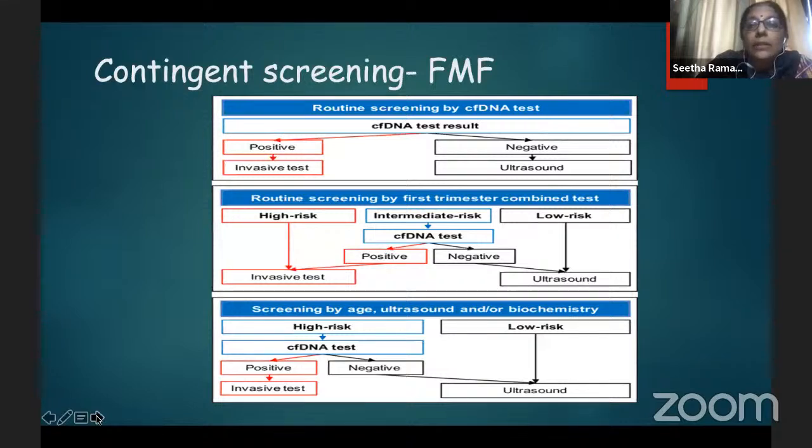So again, this is the FMF protocol where they have looked at a contingent screening, which Pooja has said earlier, that if it's low risk, you don't do anything. There is an intermediate risk, depending on where your cutoffs are. If it is positive, you would do an invasive test, or you do a cell-free fetal DNA, and if it's negative, you do an ultrasound.